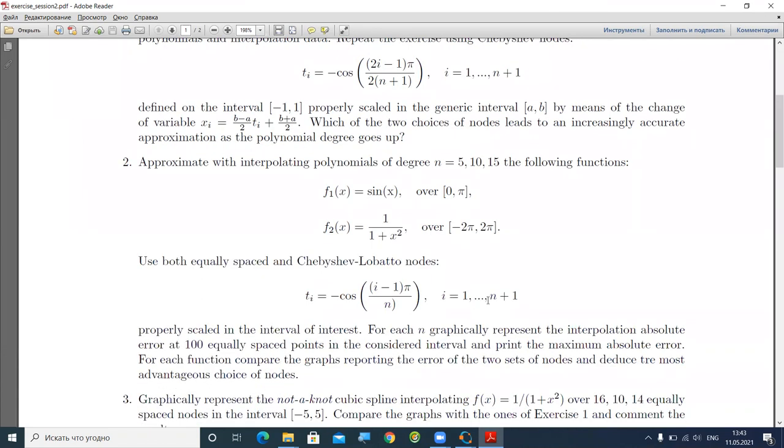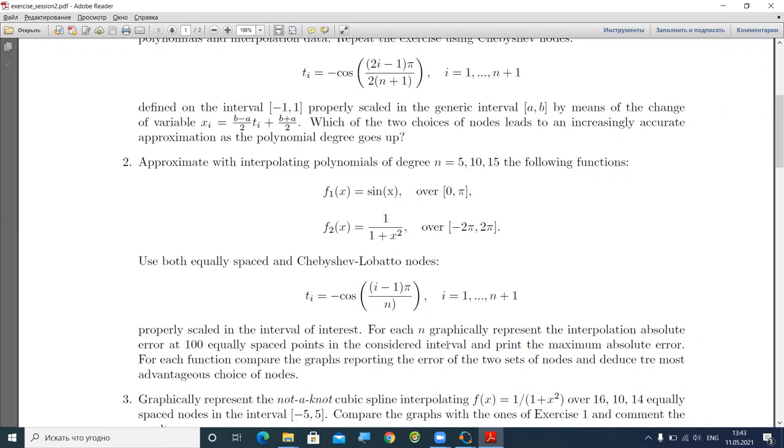So, exercise number 2. Approximate with interpolating polynomials of degree 5, 10, and 15 the following functions, sin x and Runge function, you can see here again. Use both equally spaced and Chebyshev-Lobato nodes. Now we will use equally spaced nodes and Chebyshev-Lobato nodes. So here you can see how to define Chebyshev-Lobato nodes.